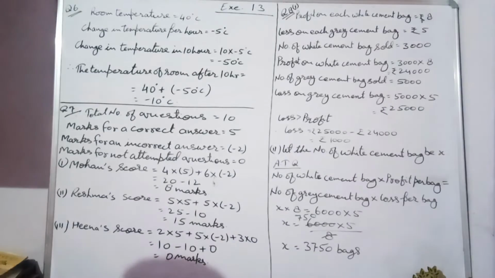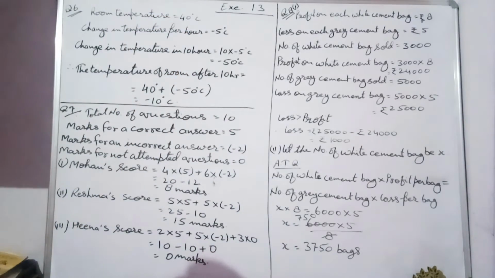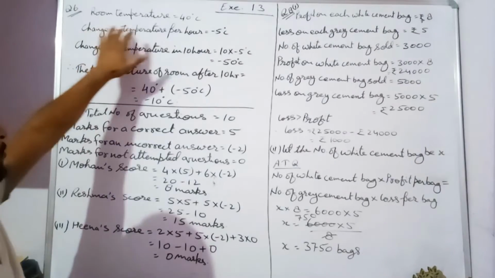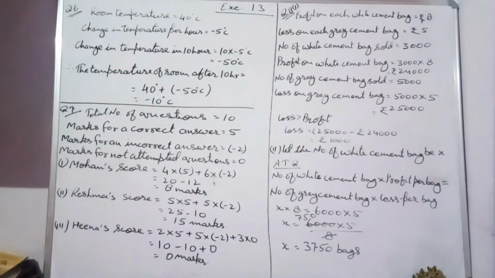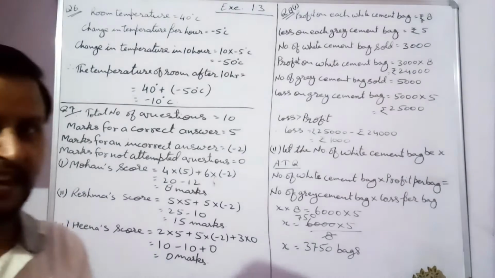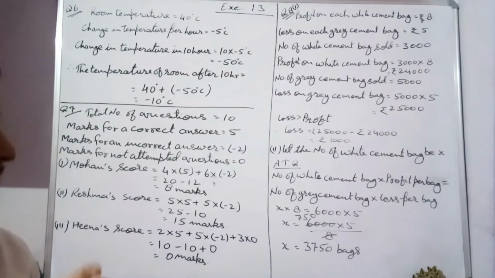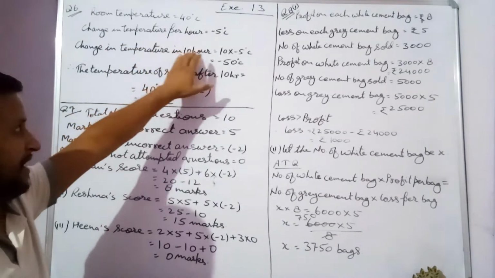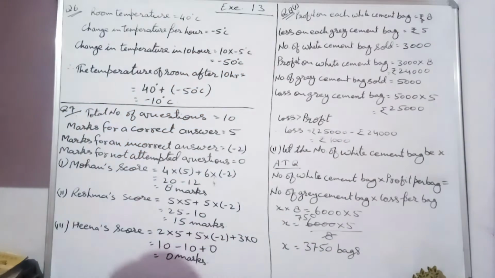Because already the room temperature is given as 40 degrees Celsius, जो रूम का टेम्परेचर है वो 40 डिग्री सेल्सियस है और पर आवर में जो टेम्परेचर डिक्रीज हो रहा है वो 5 डिग्री सेल्सियस है। So change in temperature per hour equals -5 because it is decreasing here. Now the temperature after 10 hours it is asking. So first we will find how much temperature will get changed in 10 hours. So change in temperature in 10 hours equals 10 into -5, which equals -50 degrees Celsius.